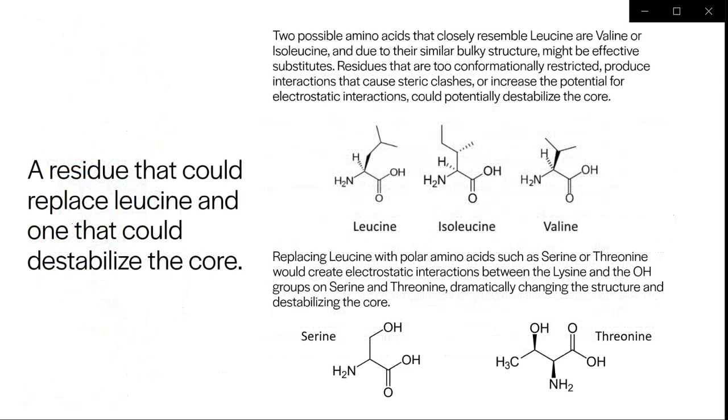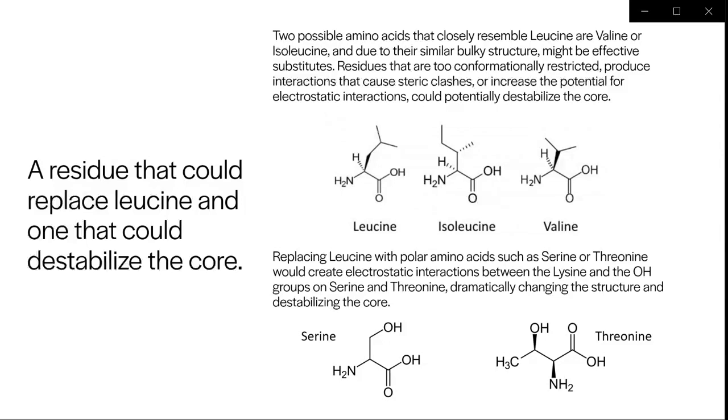Our third slide suggests one possible residue that could replace leucine and still maintain the hydrophobic core, as well as one that could potentially destabilize it. 2 possible amino acids that closely resemble leucine are valine or isoleucine, and due to their similar bulky structure might be effective substitutes. Residues that are too conformationally restricted produce interactions that cause steric clashes or increase the potential for electrostatic interactions could potentially destabilize the core.